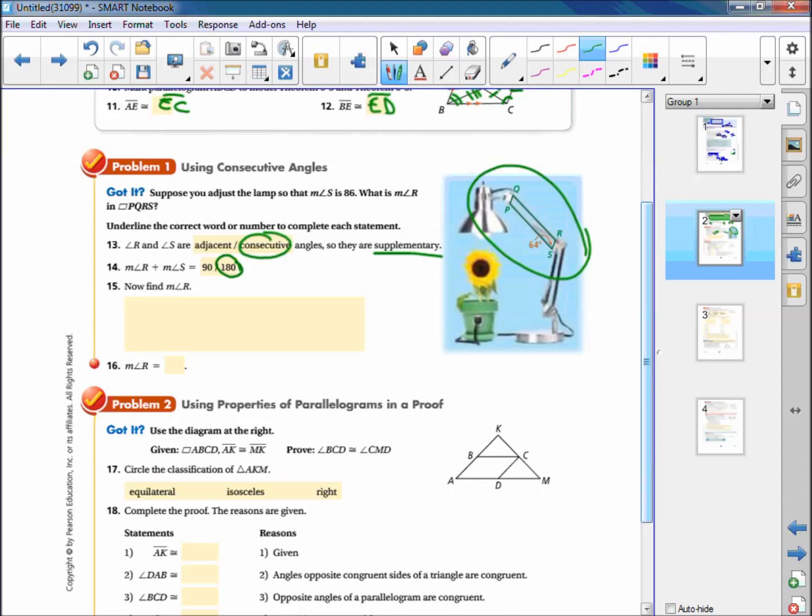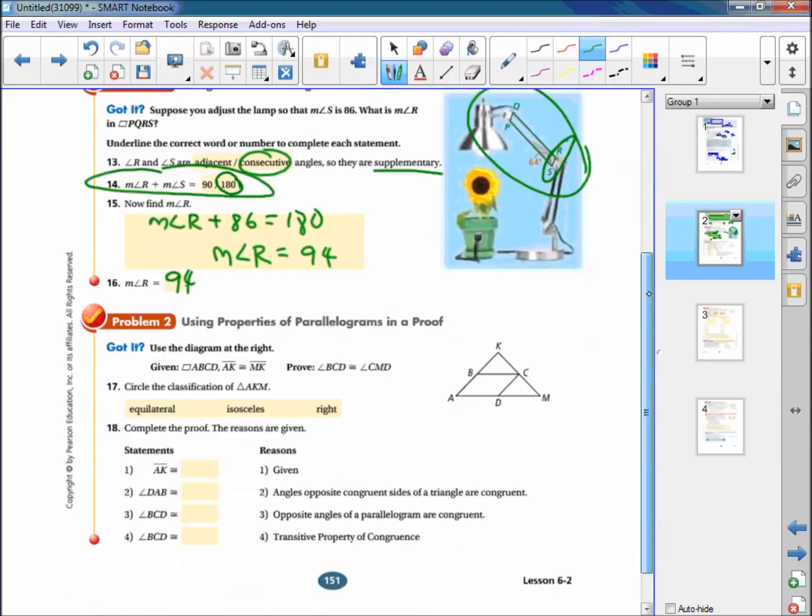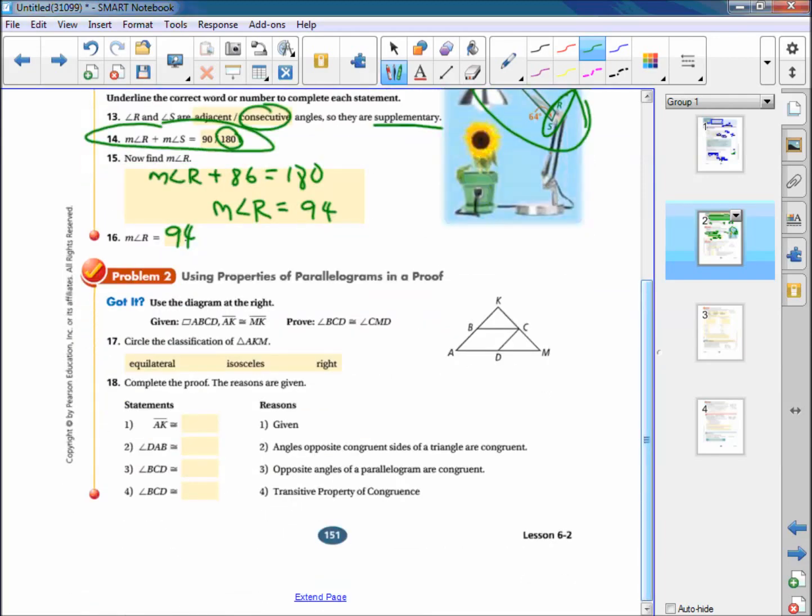Okay, so let's see. S is 86, so we don't know R. So R plus 86 equals 180. So we're plugging into this the two things we know. And then we can subtract 86 from both sides, so the measure of angle R is going to be 94. And then that means the measure of angle R is 94 here. All right, so remember, in a parallelogram, consecutive angles should always be supplementary.